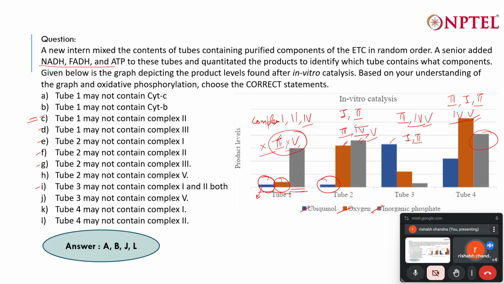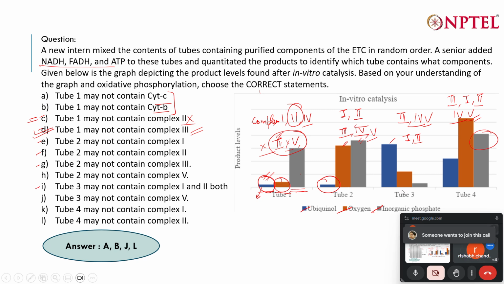Okay, so let's see the options that are here. So tube 1 may not contain cytochrome C, tube 1 may not contain cytochrome B. These two form complex 3, so these might not be present in tube 1. Then tube 1 may not contain complex 2. No, this is incorrect, because complex 2 can be present here. Ubiquinol levels are low. Then, sorry, tube 1 may not contain complex 3. So yes, this is correct. Okay, option D is also correct.